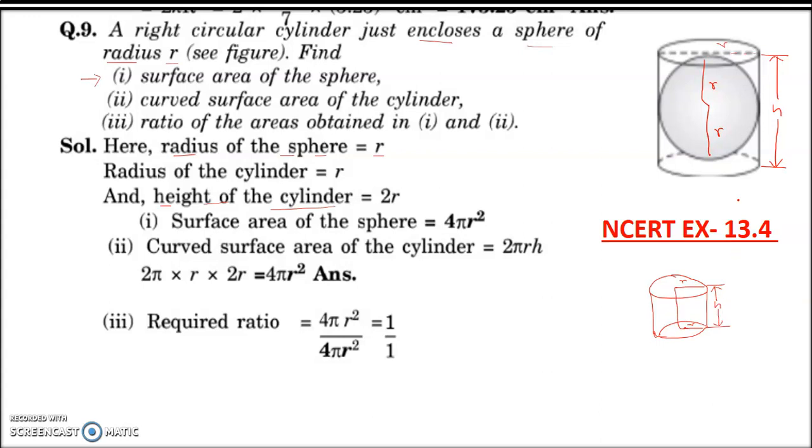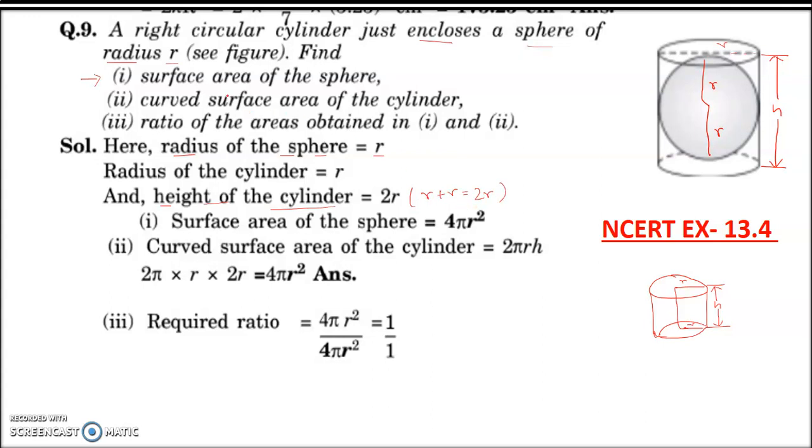Now see in the figure, it is given a sphere is enclosed. Sphere is enclosed in a cylinder. So this is the height of the cylinder, h. But this h is also equal to r plus r, because this h will be equal to r plus r. Why r plus r? Because a sphere is enclosed in a cylinder. And that is why r plus r, which is equal to 2r.